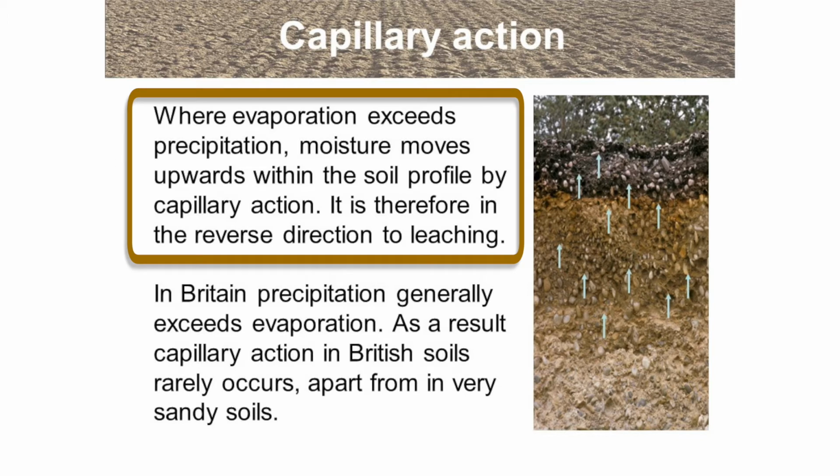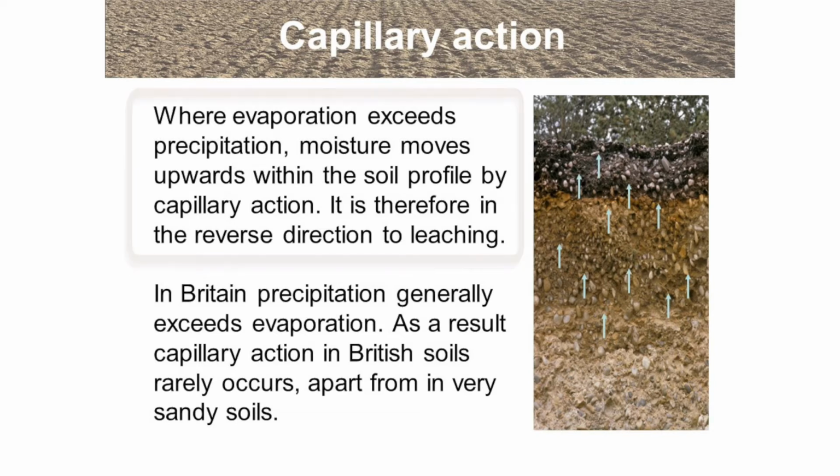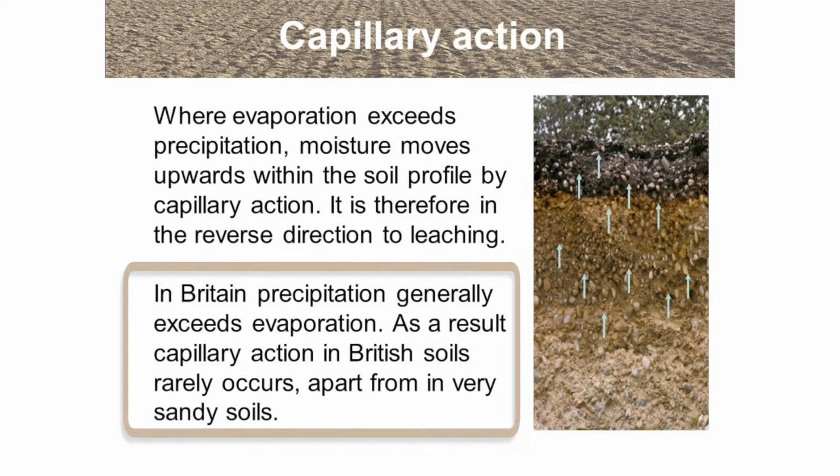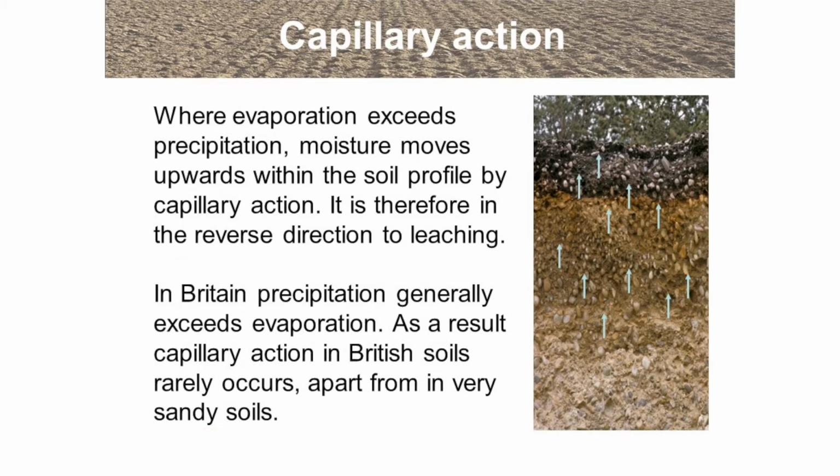Where evaporation exceeds precipitation in a soil profile, moisture moves upwards within that soil profile by capillary action. It is the reverse direction to leaching. In Britain, precipitation generally exceeds evaporation, and as a result, capillary action in British soils rarely occurs, apart from in very sandy soils at times of very low rainfall.